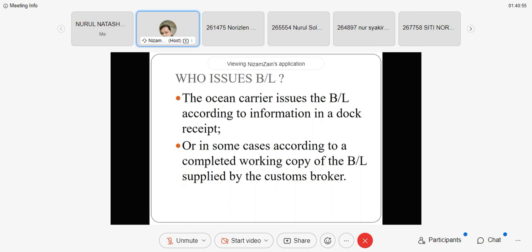The BL is issued by the carrier, in some cases according to the completed working copy of the BL supplied by the customs broker. Usually, for mobilization of cargo from exporter to importer, or importer from exporter, it's rare the other way round, usually the exporter exports to the importer, right? So the process and the transaction are not only governed by you, the owner itself, but also the customs broker, right?